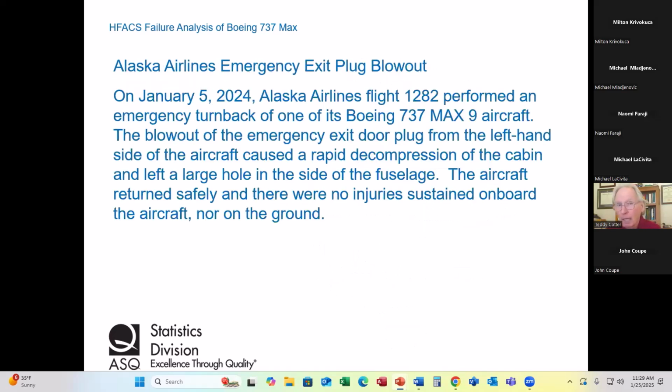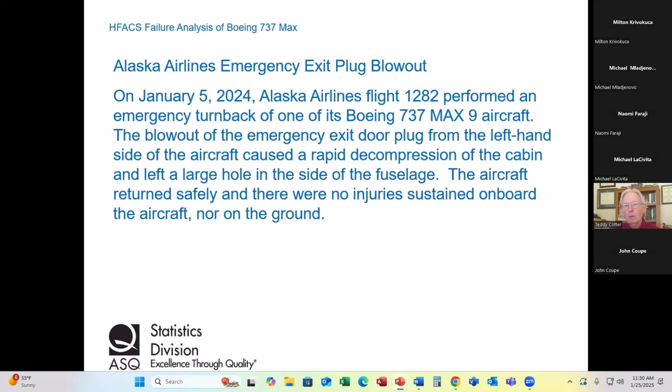Okay, then we have the Alaskan Airlines emergency plug earlier on January 5th, 2024. We're all familiar with that. Flight 1282 performed an emergency turnback of one of its Boeing 737 MAX 9 aircraft.